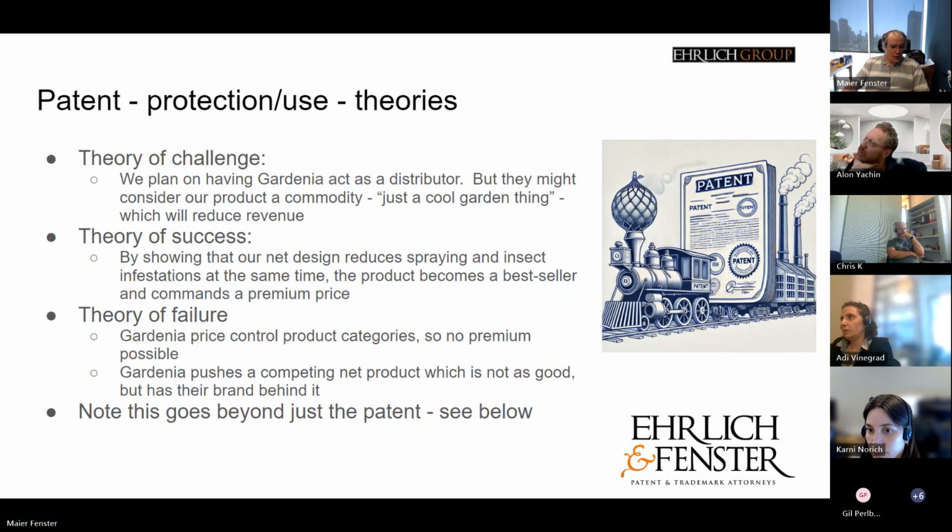So I just want to look at this last part. This actually goes beyond the patent and more into the business case for the company. I think you can see what type of IP I would want to file in order to prevent Gardenia from doing this.